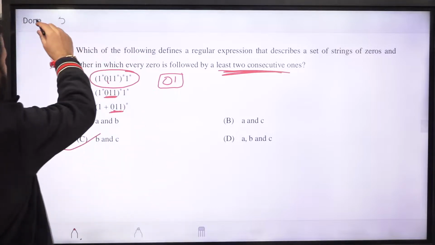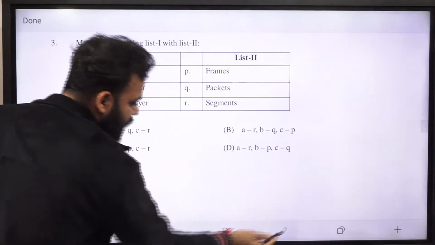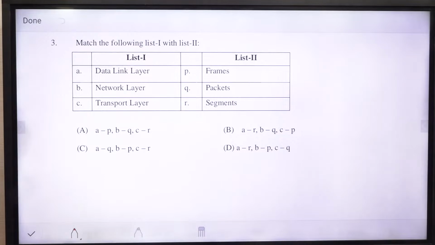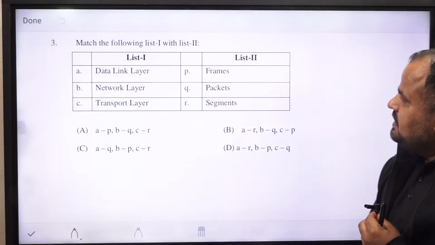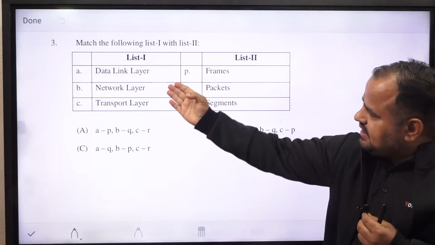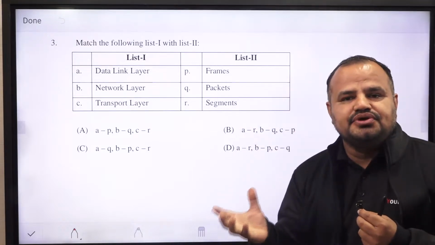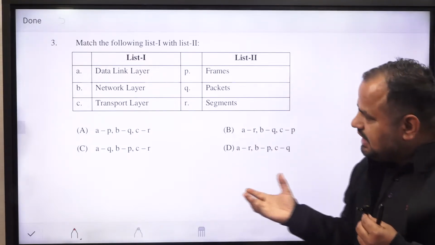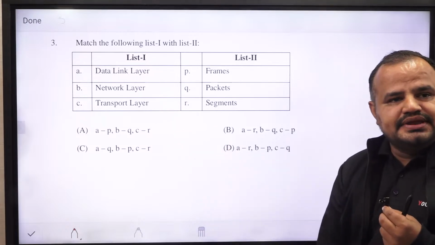Yes. Now the next is for computer networks. So my dear students, now tell me fast, what is the right answer? Match the following list 1 with list 2. We have data link layer. One side we have the name of the layer, and on the other side what type of data unit we are going to use on these layers. Now tell me, my dear students, fast, what is the correct answer for question number 3?